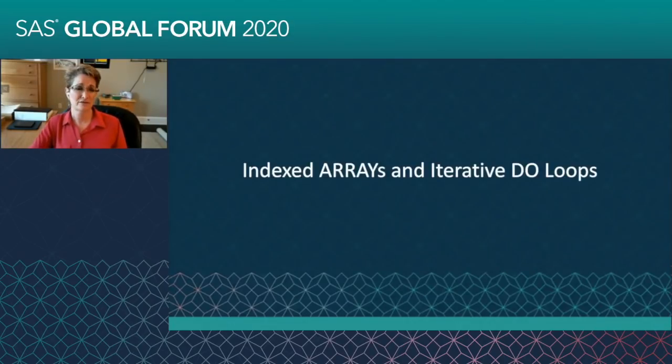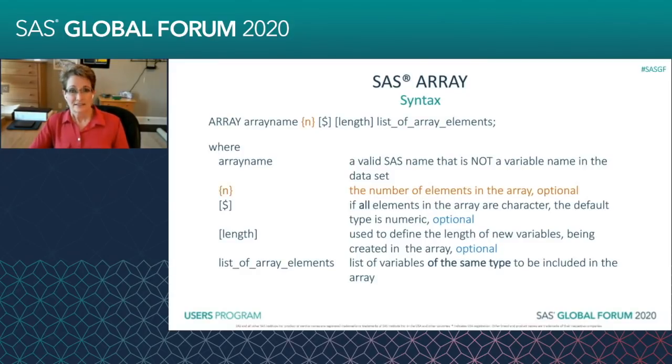And so there are several different types of arrays and several different types of do loops. We're going to focus today on indexed arrays and iterative do loops. And we're going to focus on a non-indexed array and what's called a do-over loop. So let's just get into the syntax of an array. An array is referenced in a data step, not anywhere else, just in a data step.